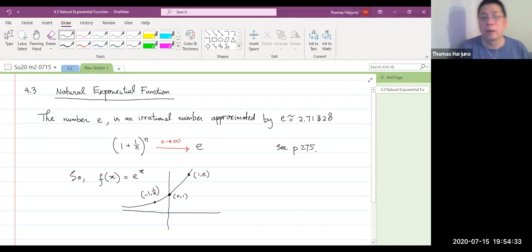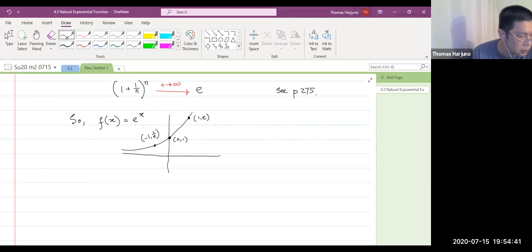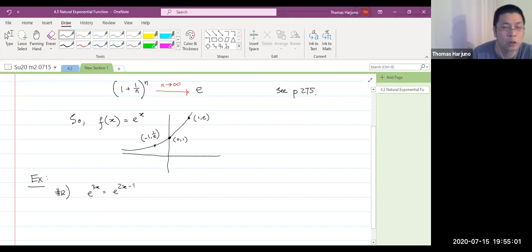Now, let's do some problems from this section, especially the ones involving solving equations, because e to the x is a one-to-one function. How do we use this in solving equations? For example, number 12, an easy one. We have e to the 3x equals e to the 2x minus 1.